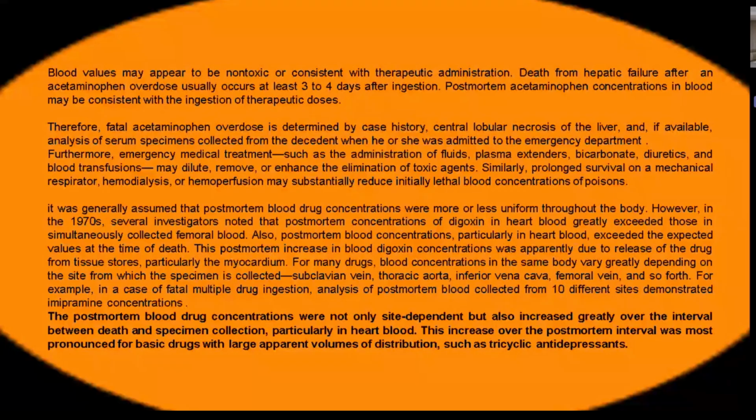Also, they saw that the subclavian vein, thoracic aorta, inferior vena cava, femoral vein, and so forth, all the different blood vessels, have different concentrations of the particular poison with which death occurred. So postmortem blood from different sites will have different amounts of the particular drug being measured, because toxins are of different nature and their concentration differs in different blood samples. So the site of blood collection becomes very important at this point, where we see a particular compound is more or less present in a particular type of blood vessel.